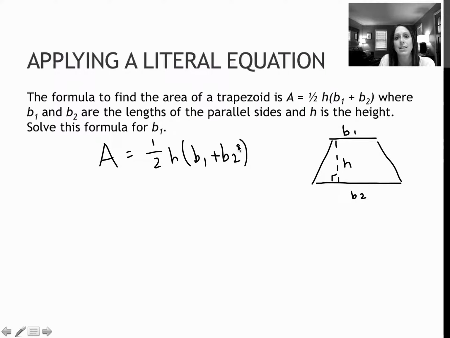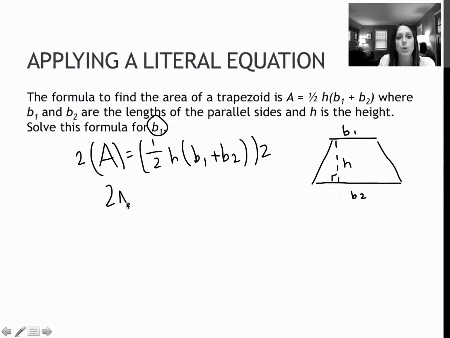Now I'm trying to isolate b1. Okay, that's my job. So the first thing I know is this is all in parentheses, so that makes it a little bit sticky. I have to get rid of this 1/2 h first. So I'm going to multiply each side by 2, which is going to get rid of that 1/2, and divide by h. I'll just do that in 2 steps, just so we understand what's going on. I'm going to multiply by 2.